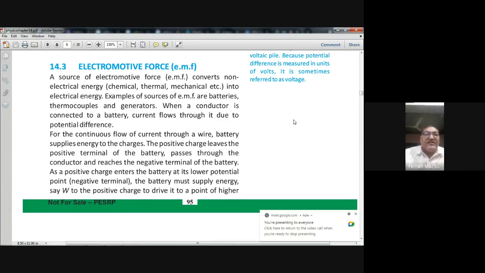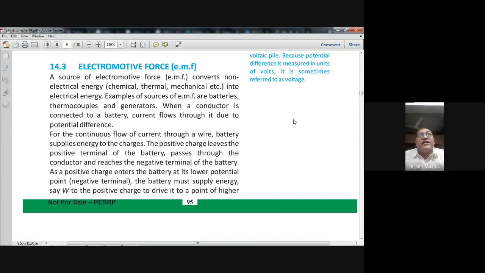The subject we are studying is Physics 5054, and we are studying the chapter of current and electricity. This is basically the O3 syllabus which we are trying to cover. In this chapter, this is the third lecture. Today we are going to talk about electromotive force.